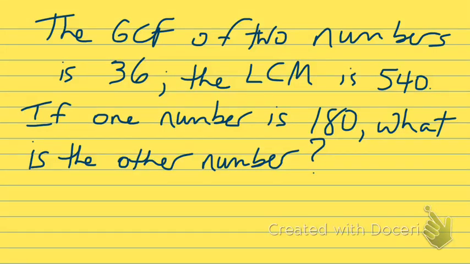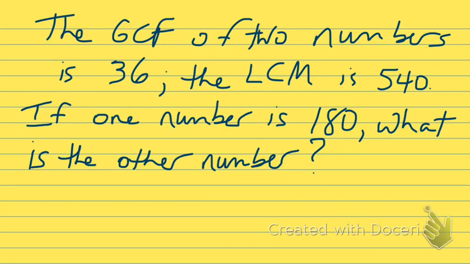Let's solve a mystery. I'm telling you that there is a greatest common factor, also called a greatest common divisor. That number is 36. The least common multiple of these two numbers is 540. I tell you one of the numbers is 180, and I ask you what is the other number. I know you just can't stand waiting to find out the answer.